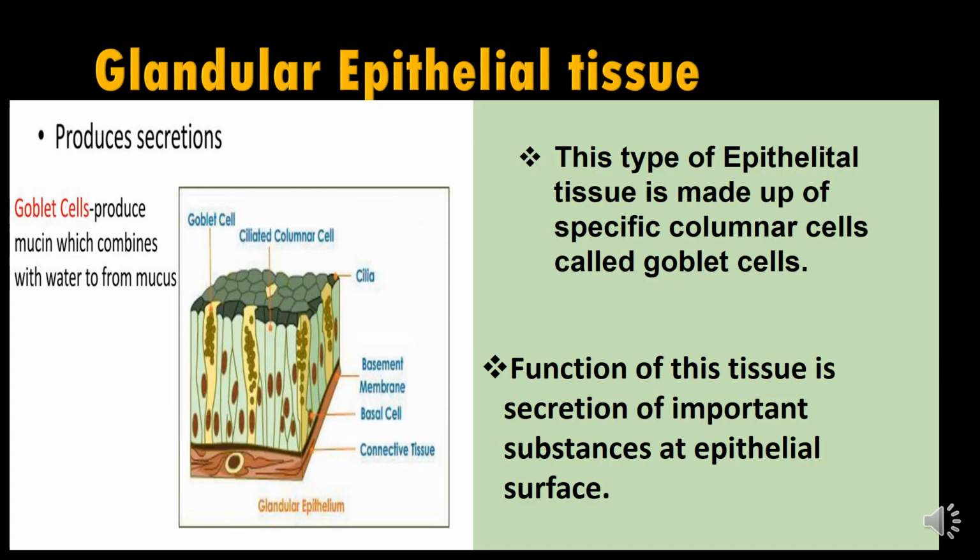Next is glandular epithelial tissue. This is also made up of column-shaped cells. Mainly these cells, as you can see, are columnar epithelial tissue. So you will find certain different types of cells named goblet cells. These goblet cells have the specific function of secretion of mucus and some other important substances, and the function of this tissue is secretion of important substances at the surface of epithelial tissue, and these secretions aid in various functions.